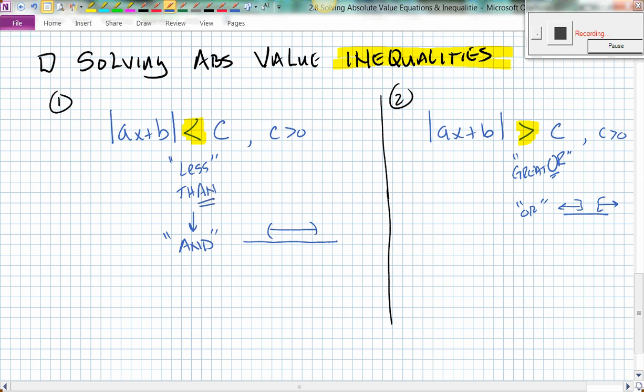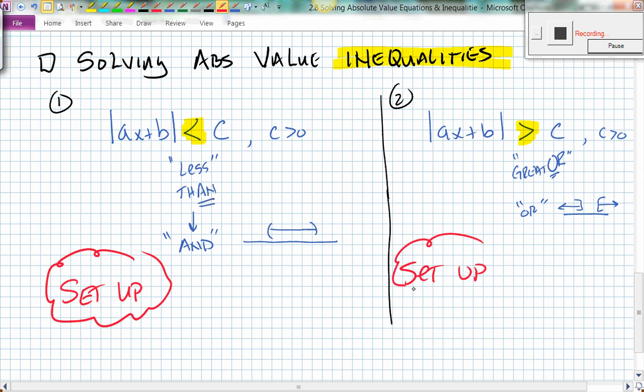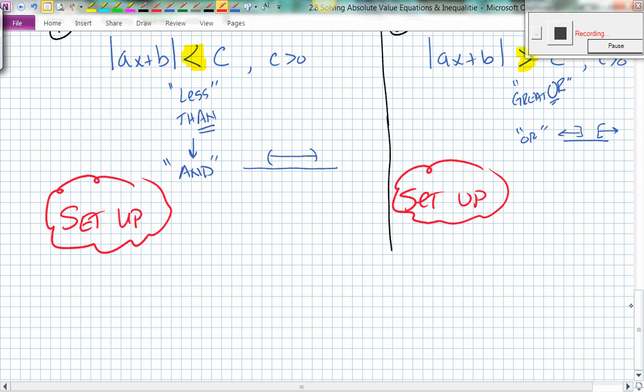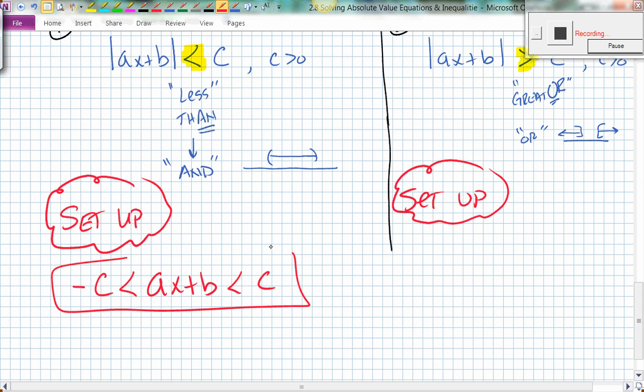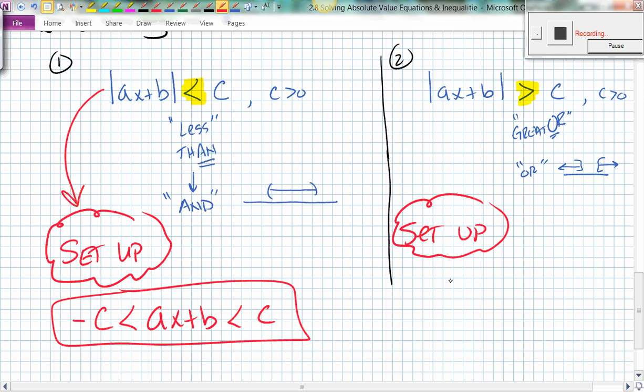So, then I'll just keep going with this, okay? So, here's the part that you cannot mess up. The setup. Okay, here is the setup, okay? When you have a less than statement, which is an and statement, it's a compound statement. The setup is this. Negative c is less than ax plus b less than positive c. Okay? When you see this, this is the setup. Versus the other one, okay, the setup is a two-part.